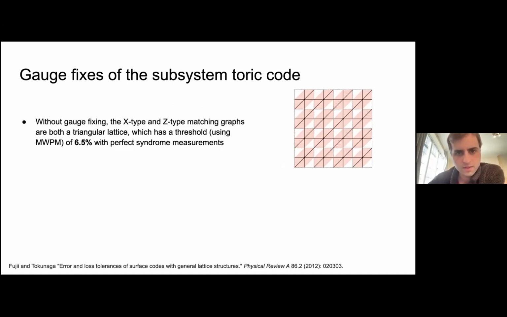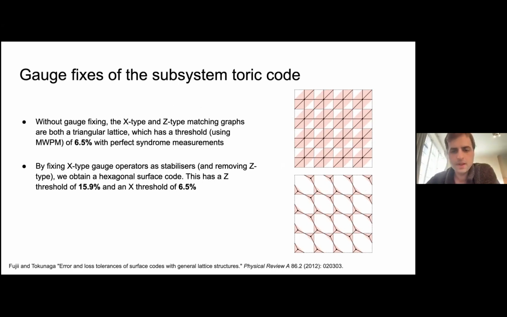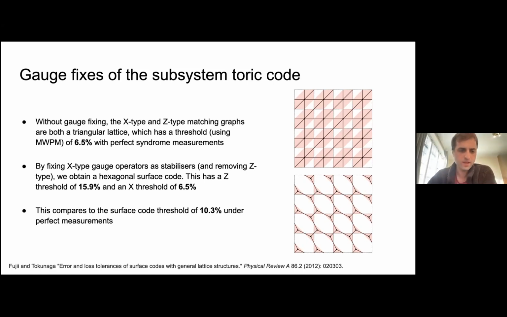And so let's look at some gauge fixes of the subsystem toric code. Without gauge fixing, the X-type and Z-type matching graphs are both a triangular lattice, which has a threshold of around 6.5% with matching and perfect syndrome measurements, shown on the right. If you fix the X-type gauge operators as stabilizers permanently, then you obtain the hexagonal surface code, and this has a Z threshold of 15.9% and an X threshold of 6.5%. But now with this hexagonal surface code, you have weight 6 stabilizers. You no longer have check weight 3. This compares to the surface code's 10.3% threshold.